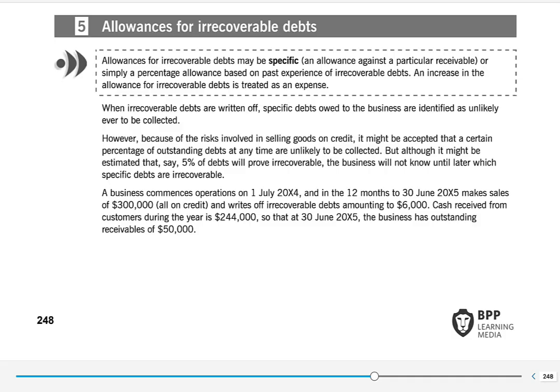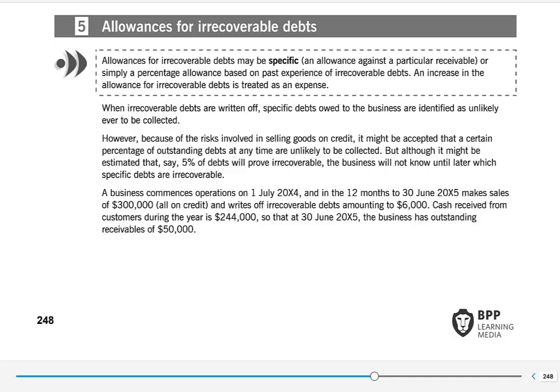Part 4. The double entry for creating or increasing the allowance. The entry is very simple, and you must learn it as a pattern. Debit irrecoverable debts expense, or allowance expense. Credit allowance for irrecoverable debts, sometimes called allowance for receivables. Let me explain what those two sides mean.